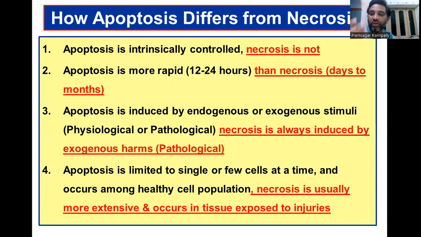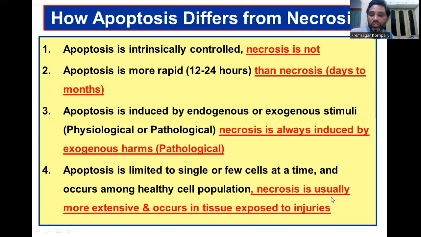Suppose B cells or T cells are formed which have no antigen receptor, B cell receptor or T cell receptor, or are self-reactive or non-functional. They are cleanly removed from the system through apoptosis. It means a particular defective cell among the healthy population.